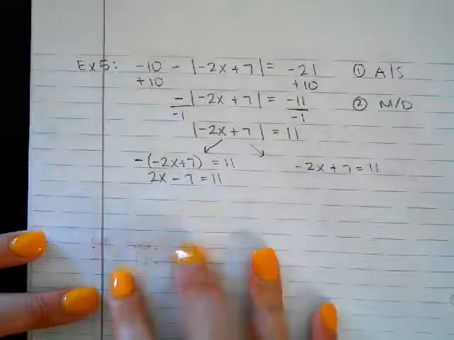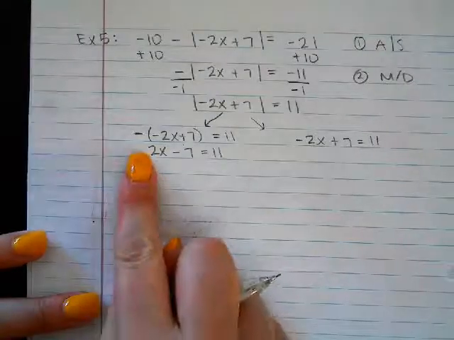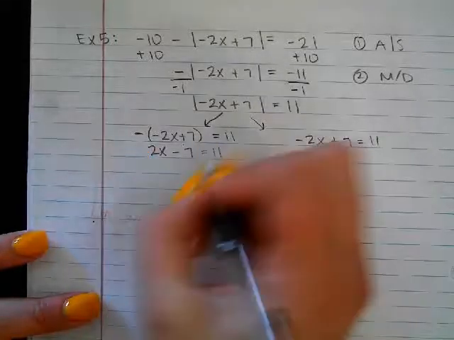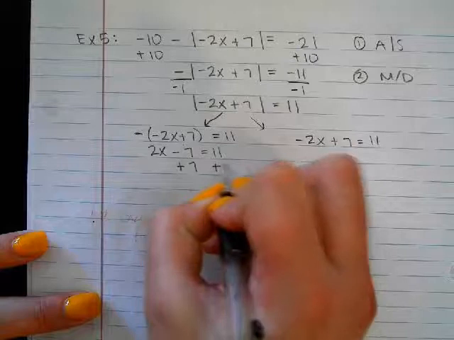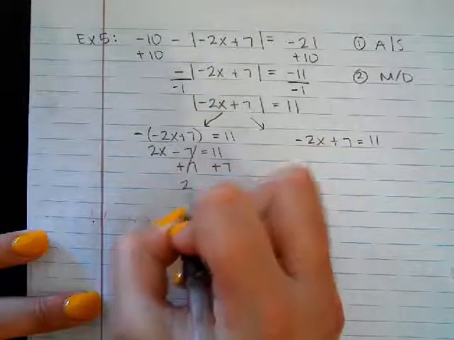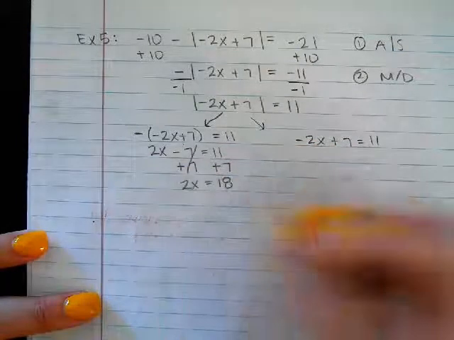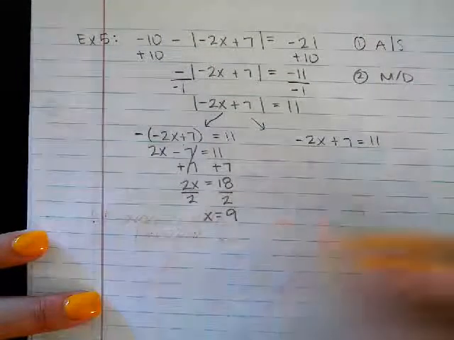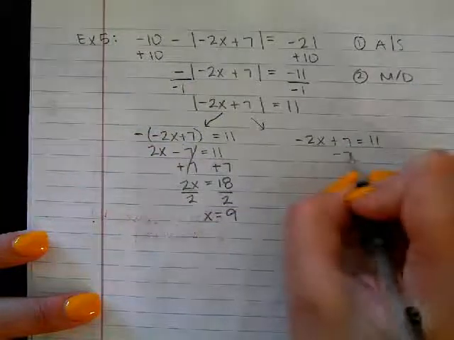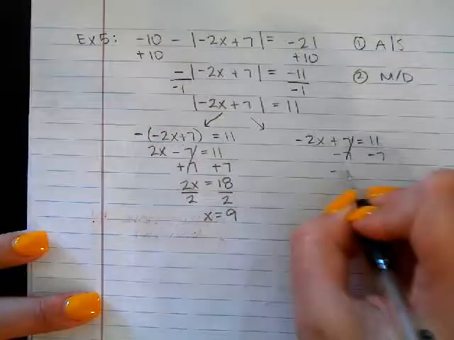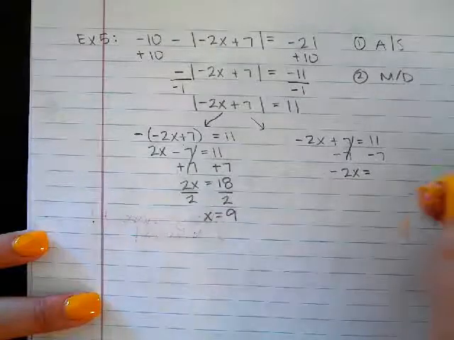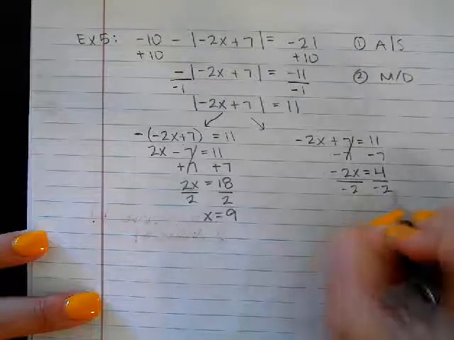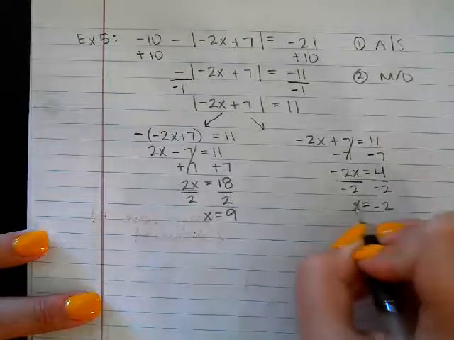So I went ahead and I distributed my negative sign, positive 2x, negative 7. I'll go ahead and add the 7 over. 2x equals 18, divide by 2, x equals 9. Subtract 7, negative 2x equals 4, divide by negative 2, x equals negative 2, and there are my two solutions.